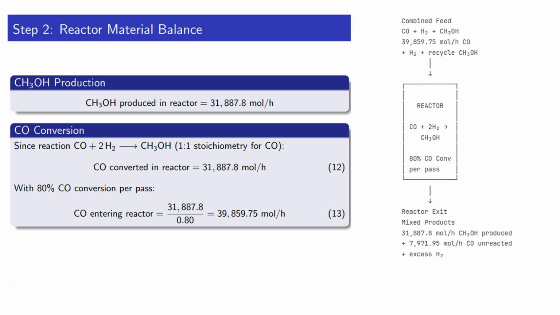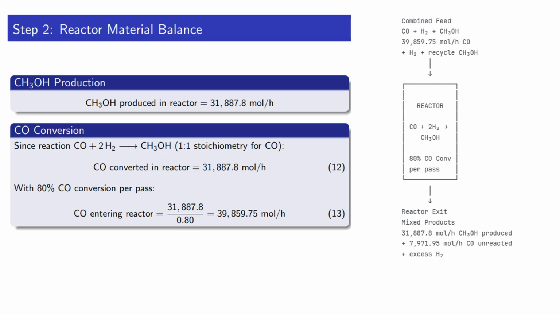So CO conversion, carbon monoxide conversion, since the reaction is carbon monoxide plus 2H2 gives methanol. The stoichiometry ratio here is 1:1. So 1 mole of CH3OH produced means 1 mole of carbon monoxide is consumed, right? So CO converted in the reactor is CH3OH produced, so that is 31,887.8 mole per hour. And now here in that problem, 80% conversion of carbon monoxide per pass.